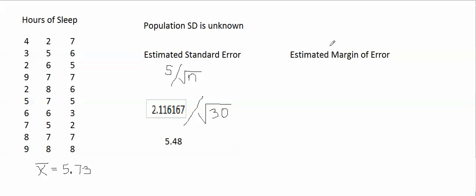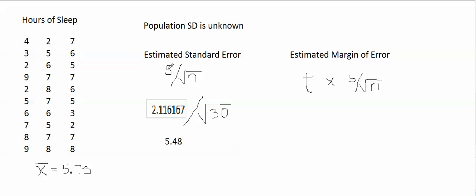But when you're calculating an estimated margin of error, the symbol for the confidence coefficient actually isn't z. It's a different symbol, which is t. So when the population standard deviation is unknown and you're calculating an estimated margin of error, the symbol for the confidence coefficient is t instead of z. So it's t times our estimated standard error. That's the formula for the estimated margin of error.